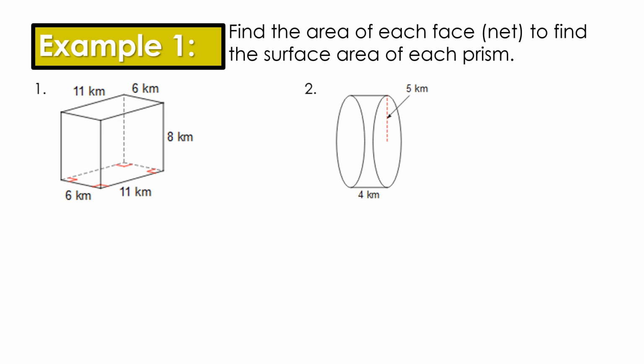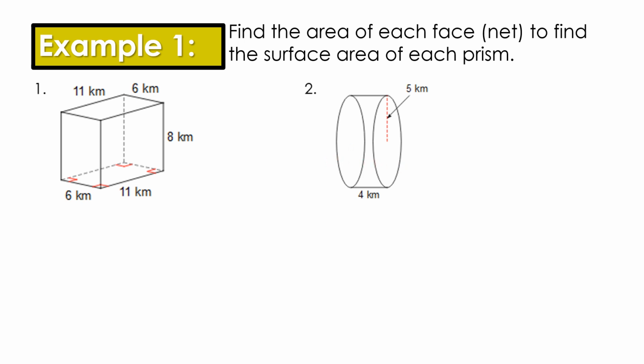sides. Okay, so in example 1, we're going to find the area of each face. And remember that finding the area of each face is like finding the net, right? Kind of unfolding it so that we have them flattened out and have each of the shapes in a two-dimensional way so that we can find the surface area of each prism. So on number 1, we've got a rectangular looking prism. On number 2, it looks like we've actually got a cylinder, so 2 circular bases.